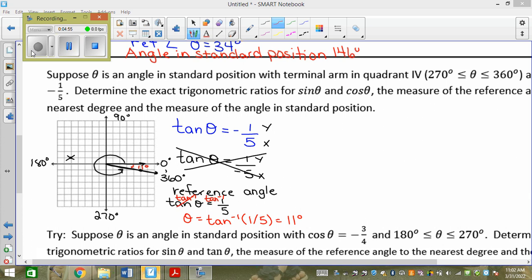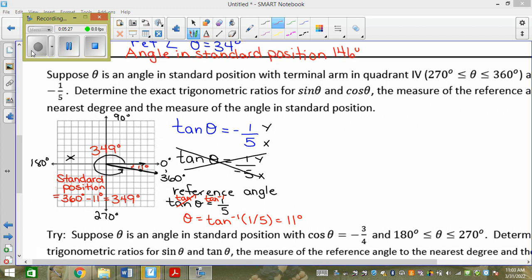So I'm going to go standard position equals 360 degrees minus 11 degrees, and we get 349 degrees. So this angle here is 349 degrees. So that's how I get the standard position angle every single time. I find my reference angle, draw it, and figure out how I get my standard position from there.